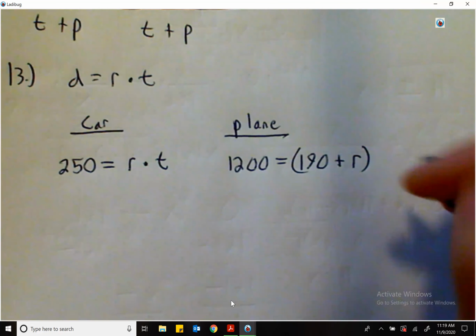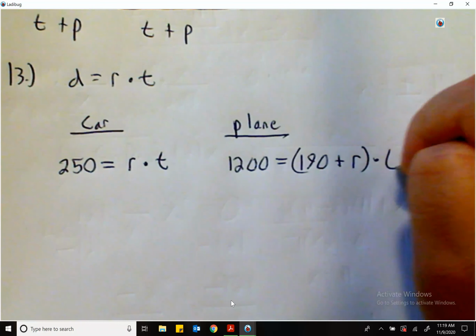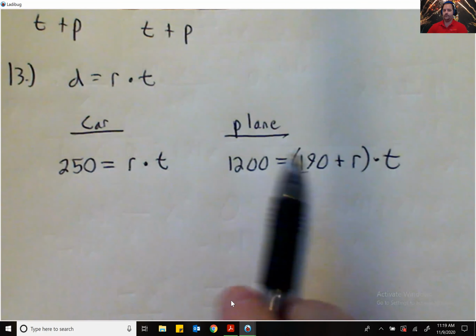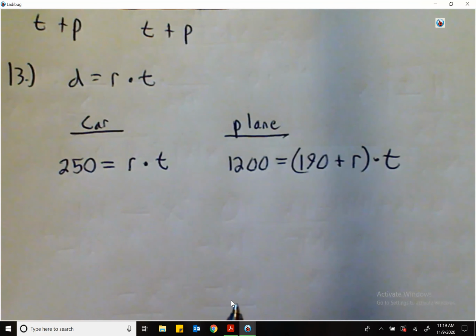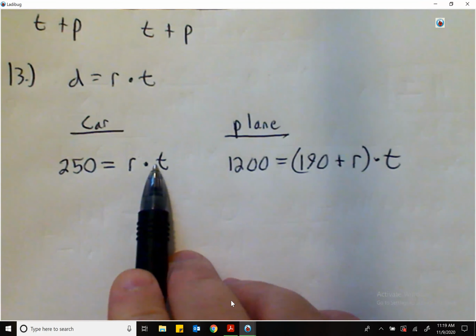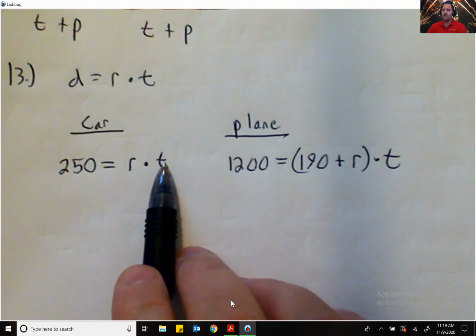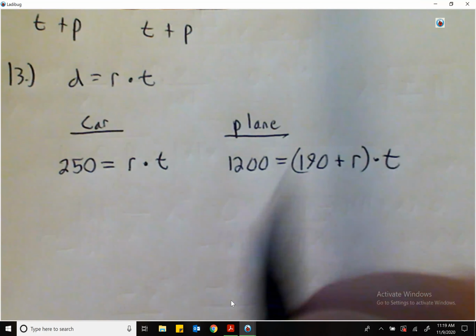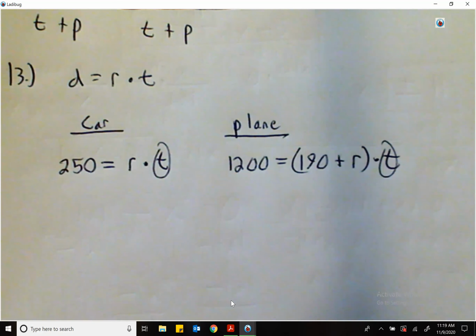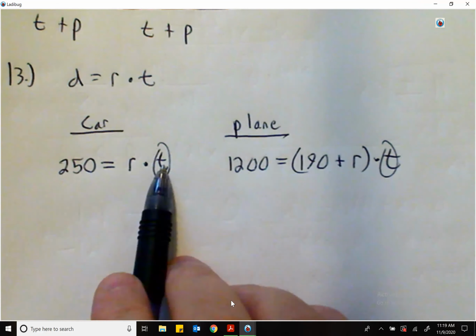And then we don't know the time. What's the one piece that was consistent between these two? The time. The time was the same for both of these. However long the car traveled, the plane traveled the same. These two were the same, right? Yes.